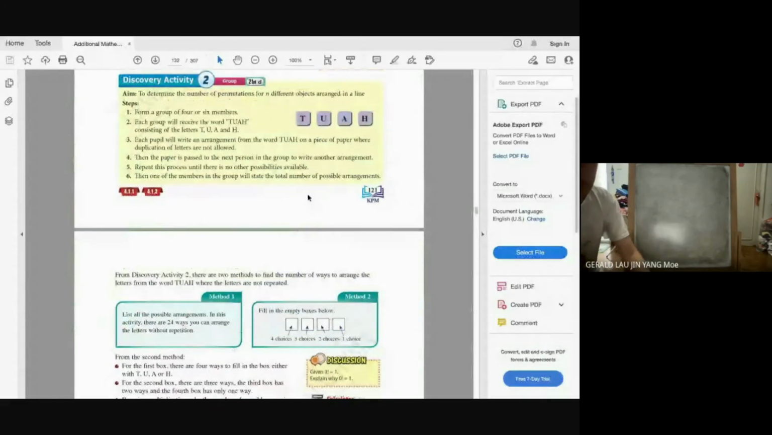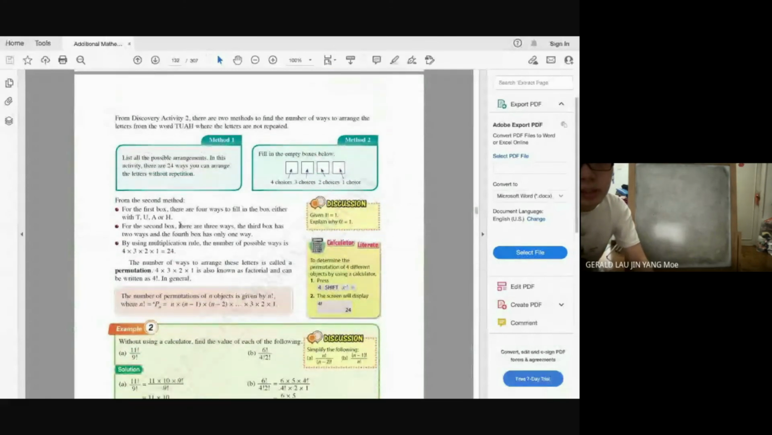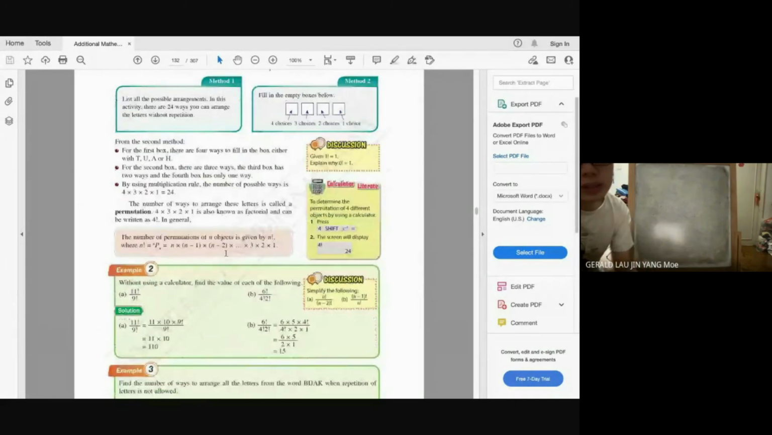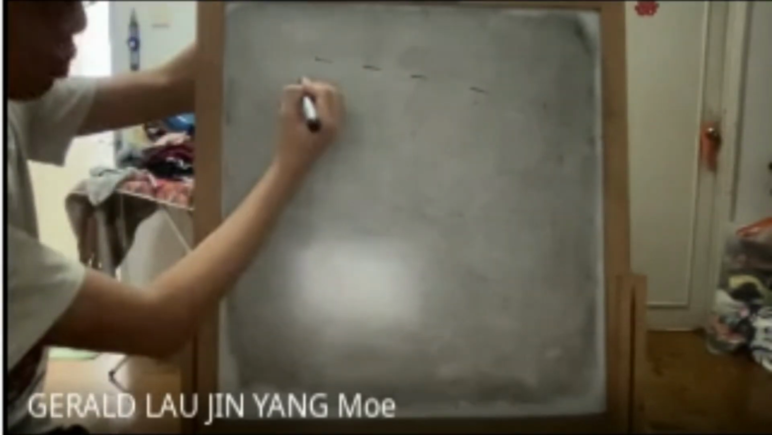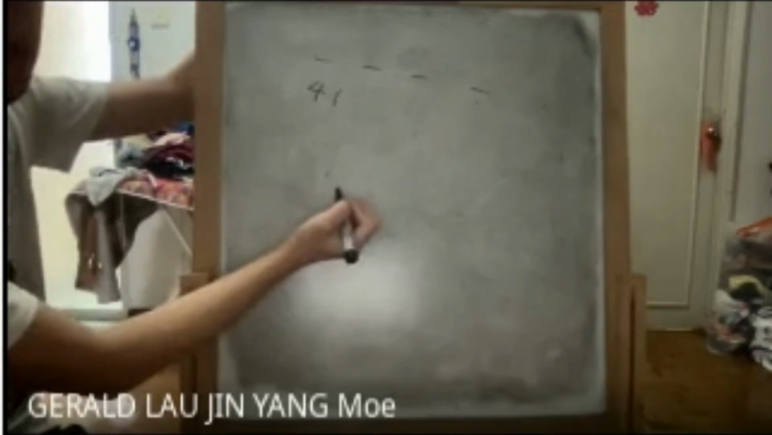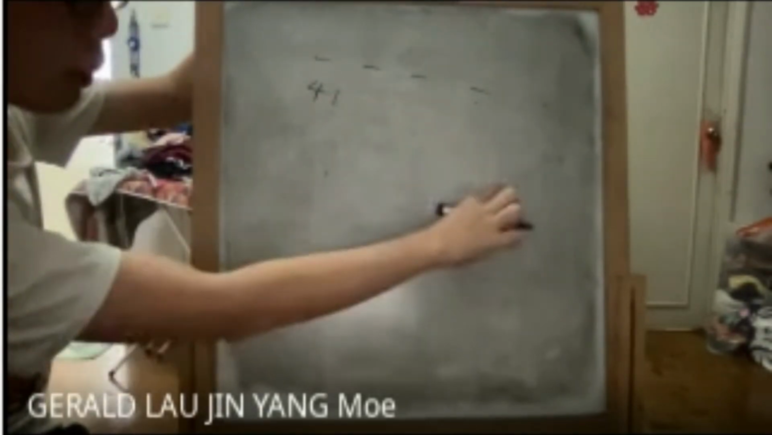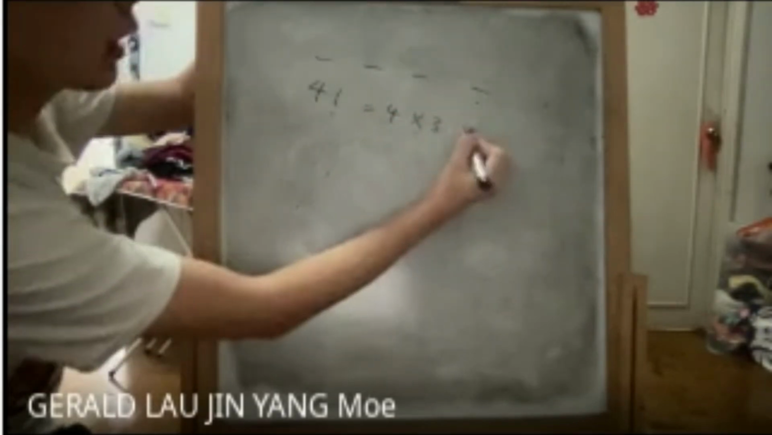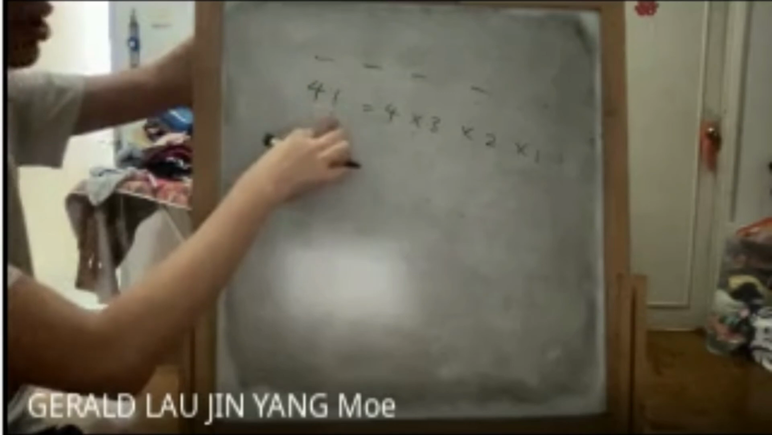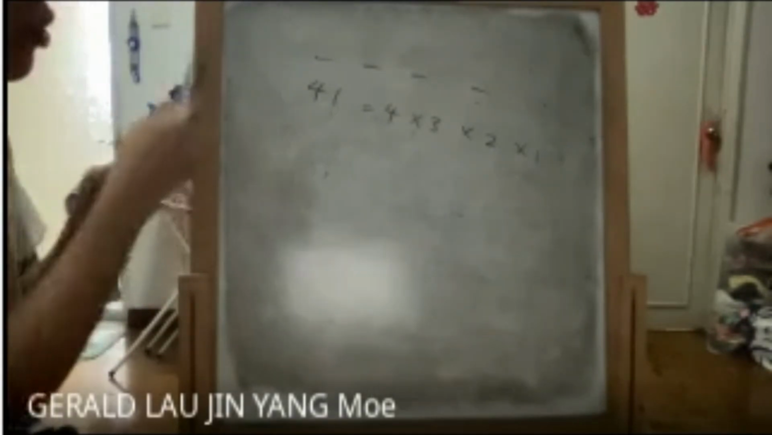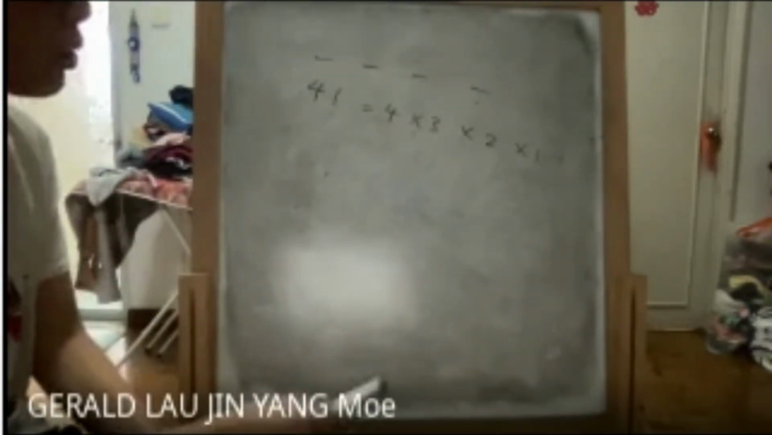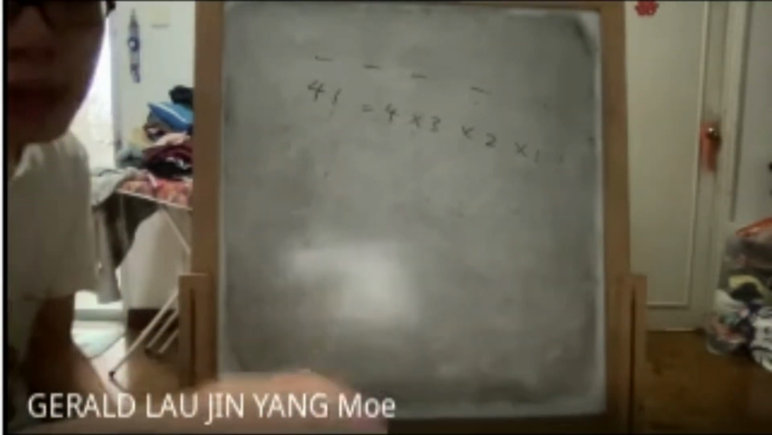Now look at the formula. For the first block, there are 4 ways to fill in. In general, this is the formula for the number of permutations. Here you have 4 spaces, so we put 4 exclamation mark, which basically means from 4 all the way to 1: 4 times 3 times 2 times 1. So there are 4 factorial ways. This exclamation mark is called factorial. If there are 4 places, there are 4 factorial ways, which is 4 times 3 times 2 times 1. Now look at example 2.